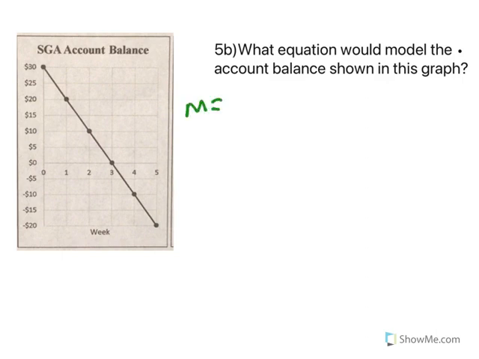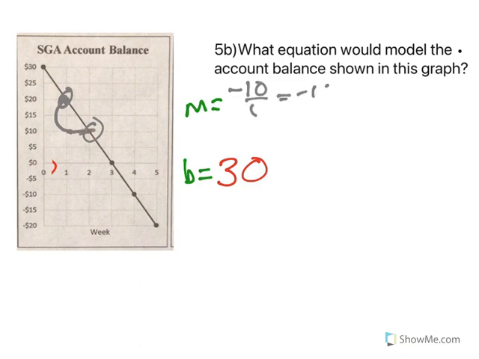Again, we must find the slope and the y-intercept. I always start with the y-intercept because that's usually the easy one from a graph. I know that y-intercept happens when the x is 0, so I go up. Y-intercept is 30. Now, to go from one point to the next, what happens? Well, I come from this point, and I have to go down 10 and then over 1. So my slope is negative 10.